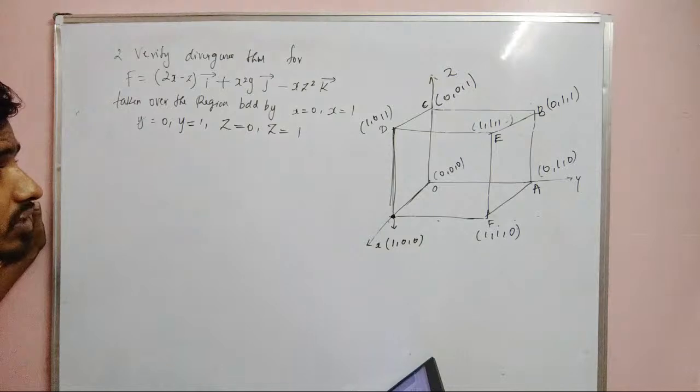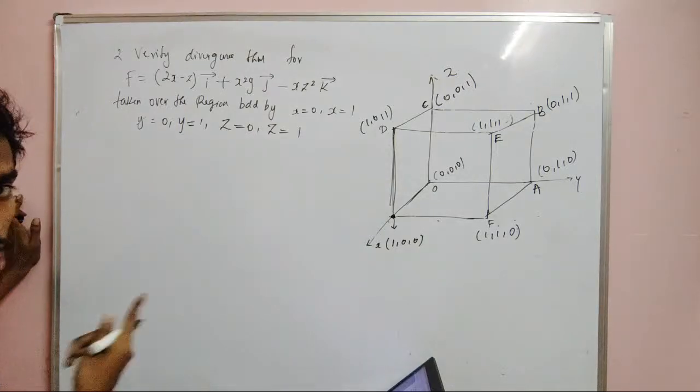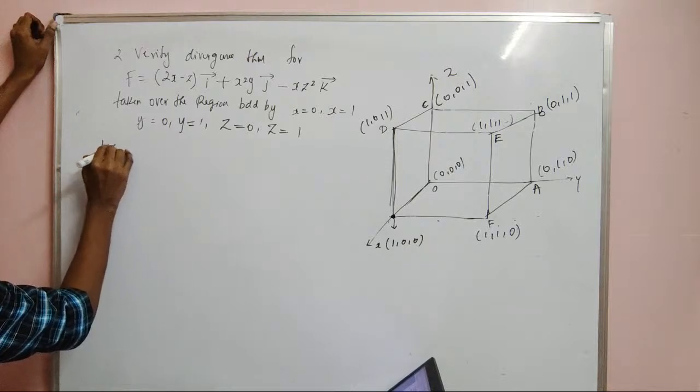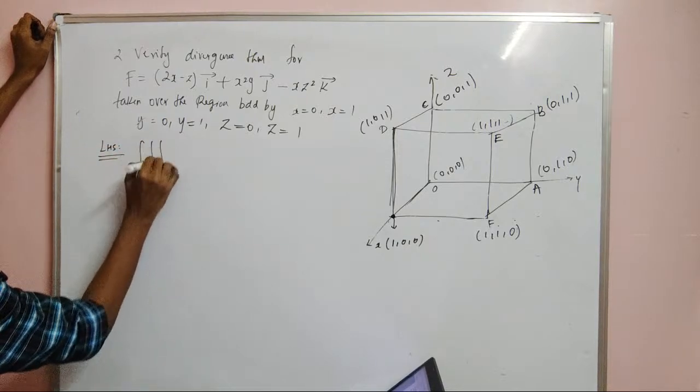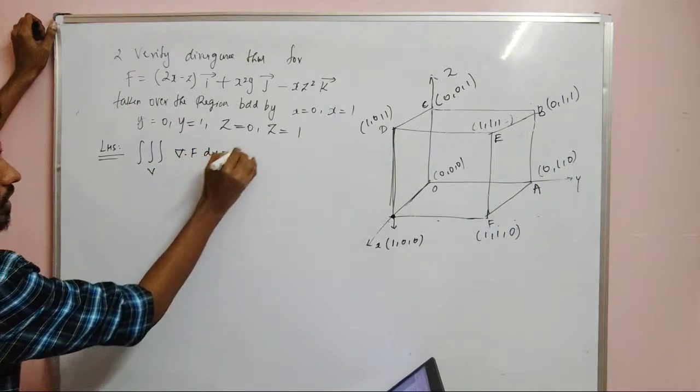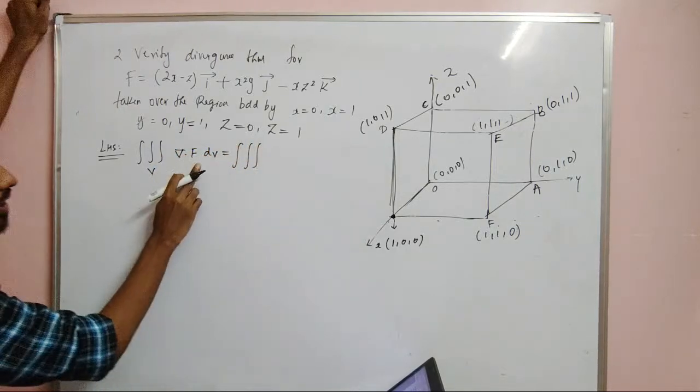Before that, we will find the volume integral, right? This is required only for the surface integral. So first we will find the LHS. The LHS is the triple integral over V of del dot F dV. So we need to find the divergence.